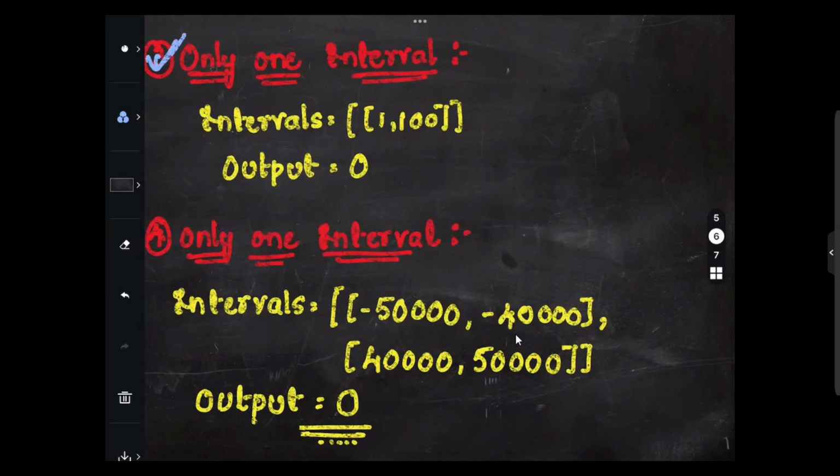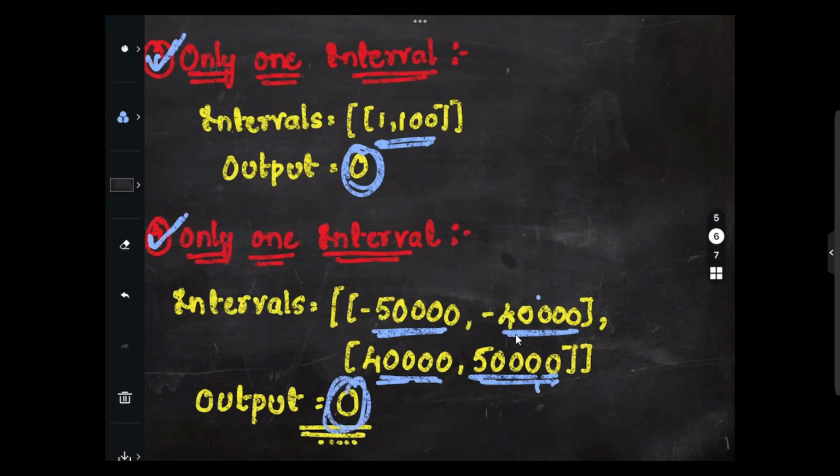So let's move on with the third edge case. Only one interval, we have 1 comma 100 here. We don't have other intervals at all, so we cannot remove anything, and the output will be 0. Let's move on with the fourth edge case. Here we have minus 50,000 to minus 40,000 and 40,000 to 50,000. Here we don't have the same value, so both differ, and the output we need to return here is 0.